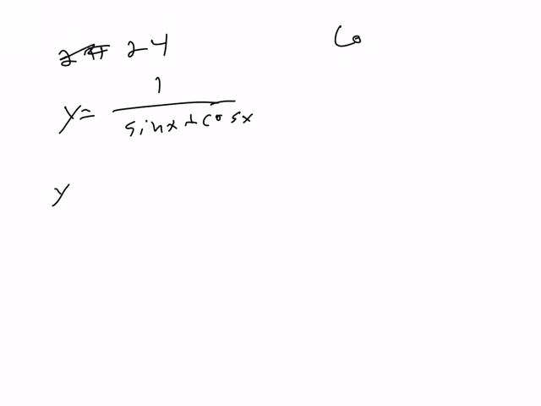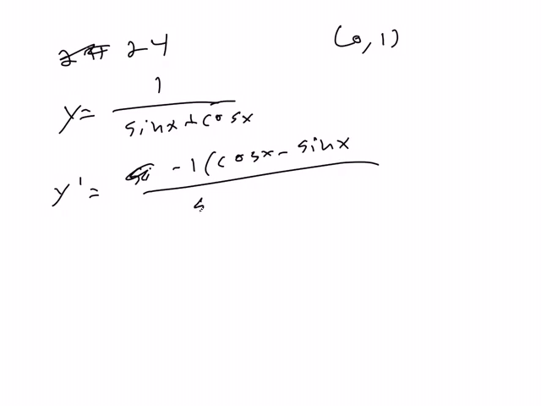Let's just do problem 24, skip a little, 24. y is equal to 1 over sine x plus cosine x, right? And we want to find the equation of the tangent line at (0, 1). y prime is going to be -1 times (cosine x minus sine x), that's the derivative of the bottom, over (sine x plus cosine x) squared.